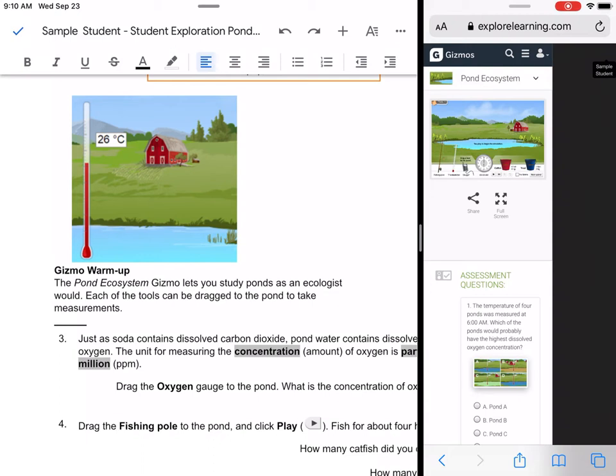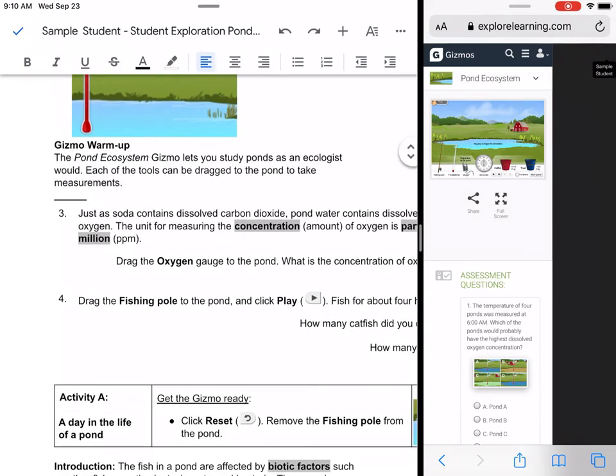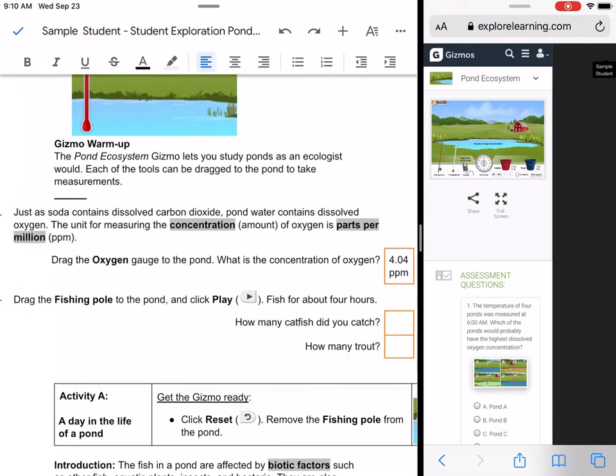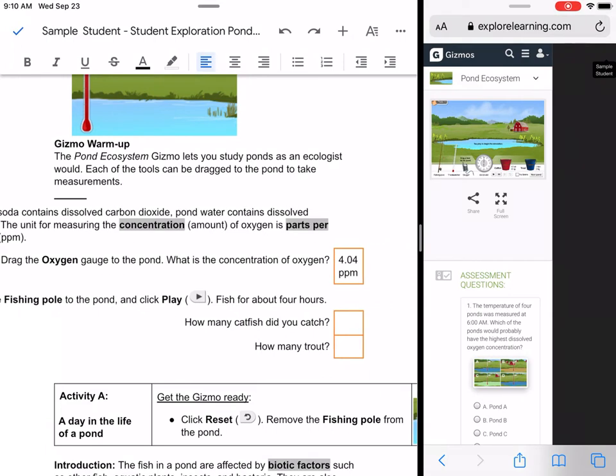The warm-up. The pond ecosystem lets you study ponds as an ecologist would. Each of the tools can be dragged to the pond to take measurements. Just as soda contains dissolved carbon dioxide, pond water contains dissolved oxygen. The unit for measuring the concentration, or the amount of oxygen, is parts per million. Drag the oxygen gauge to the pond. What is the concentration of oxygen?